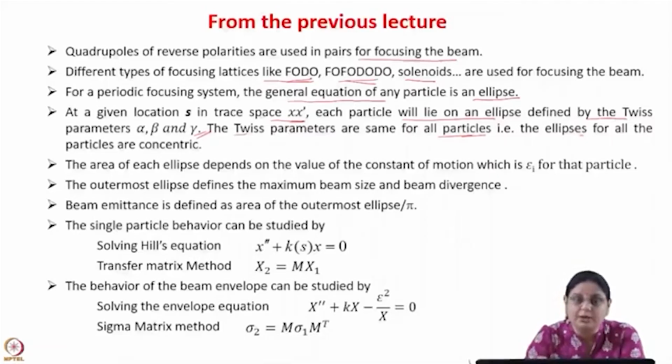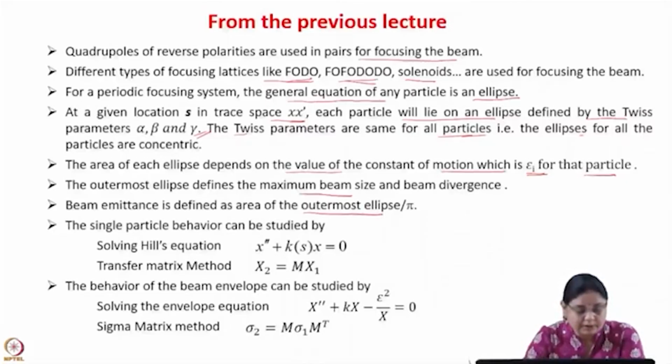They tell you about the beam properties, the beam size, the beam divergence, whether the beam is diverging or converging, and so on. The area of each ellipse depends upon the value of the constant of motion, which is epsilon I for that particle. The outermost ellipse defines the maximum beam size and the maximum beam divergence. The beam emittance is defined as the area of the outermost ellipse divided by pi.